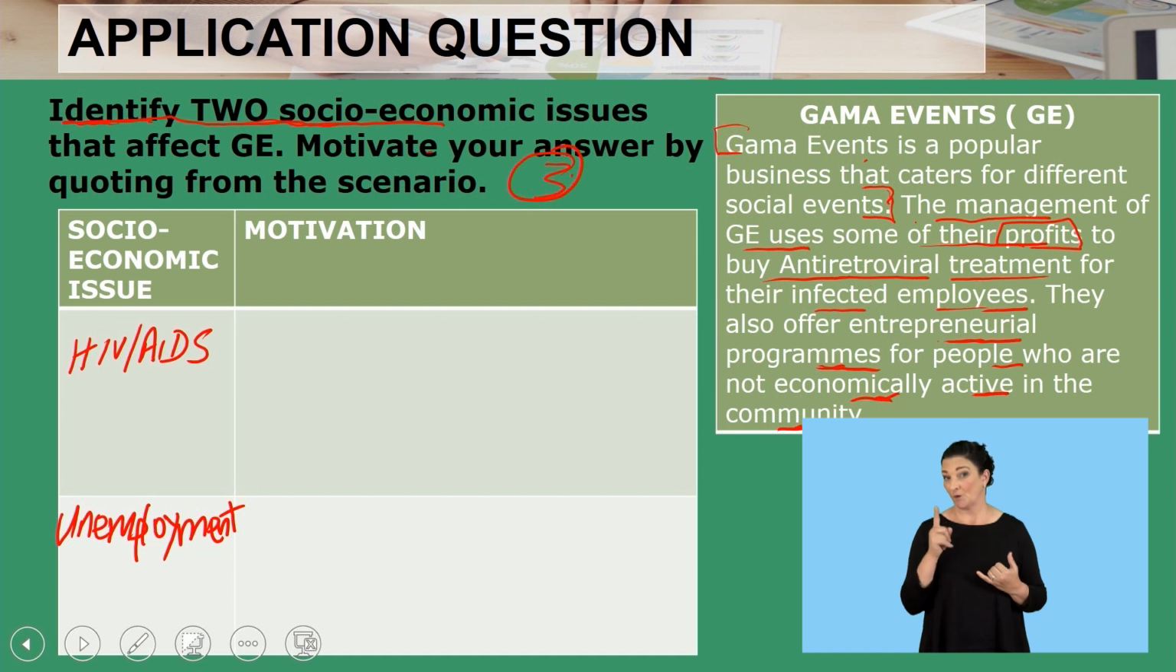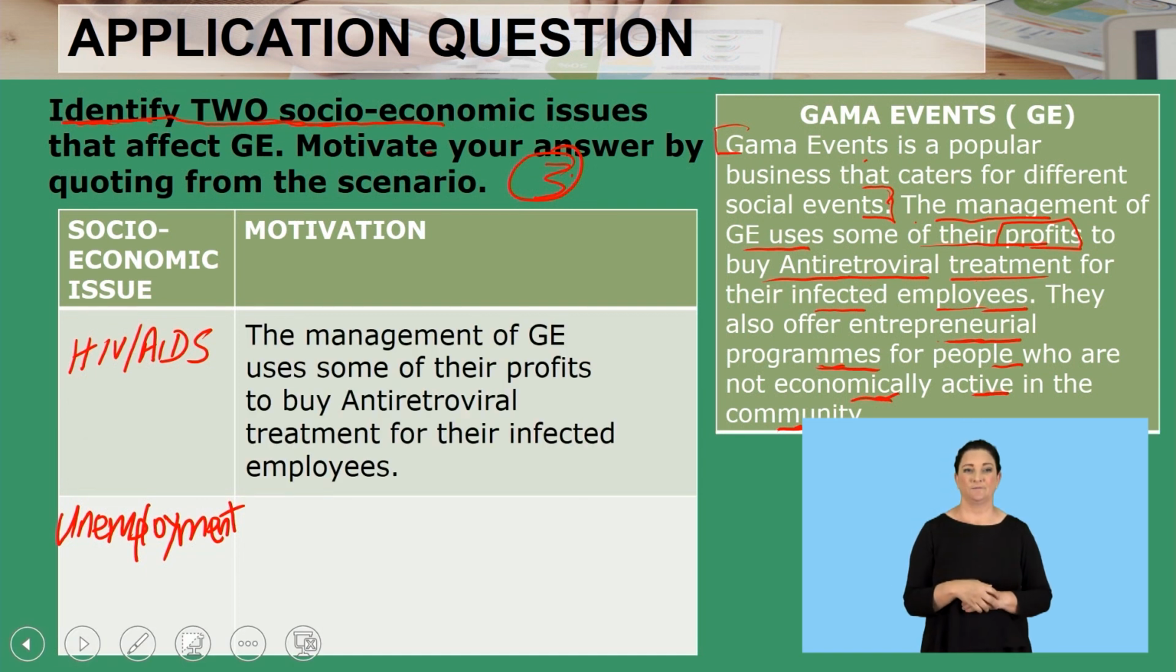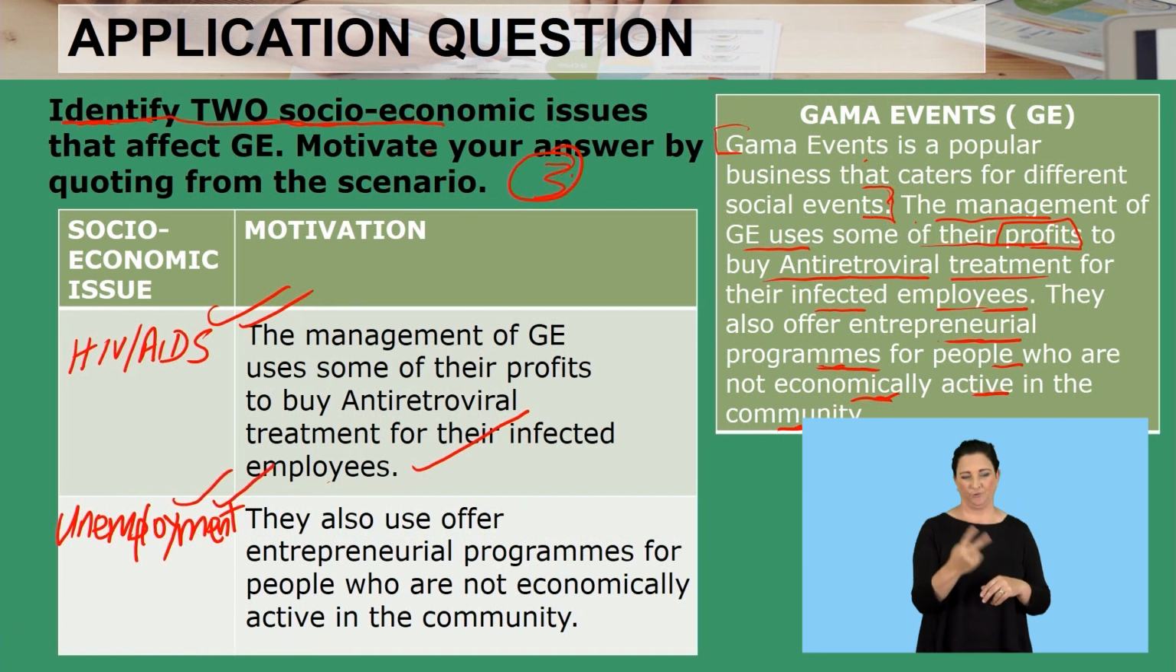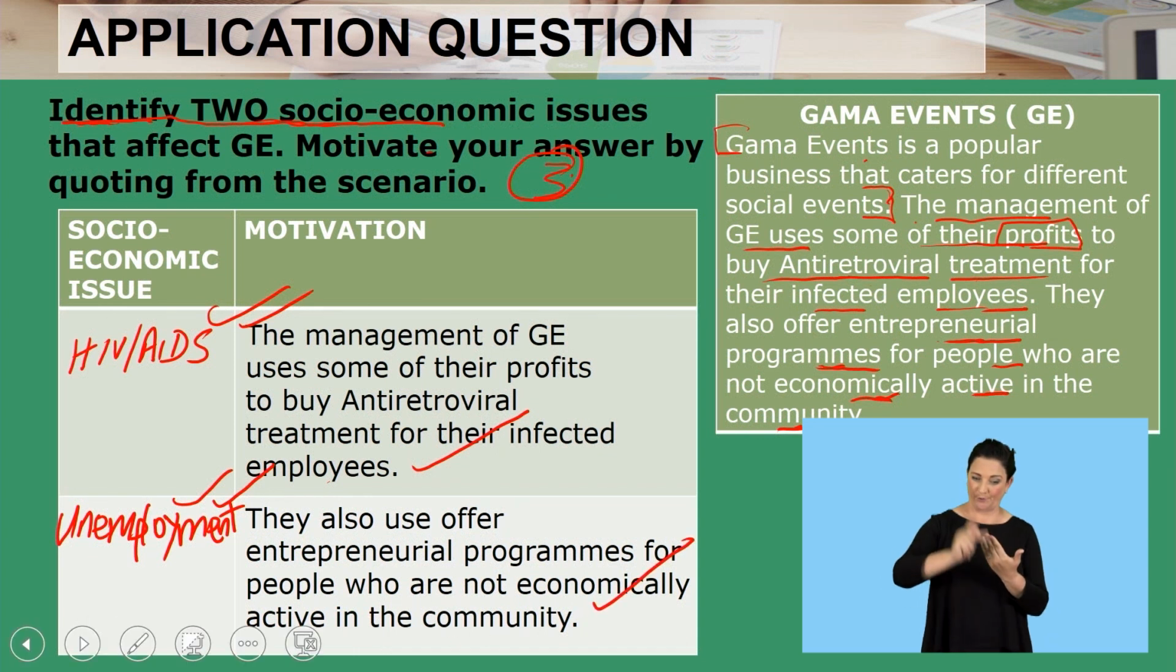Now, let us see the motivations. One, the management of Gamma Events uses some of their profits to buy antiretroviral treatment for their infected employees. That is correct, and the socioeconomic issue is correct as well. And then unemployment is correct, and they also offer entrepreneurial programs for people who are not economically active. That is correct as well.